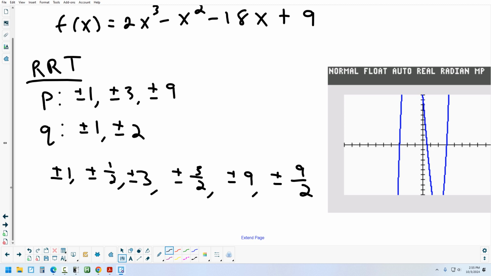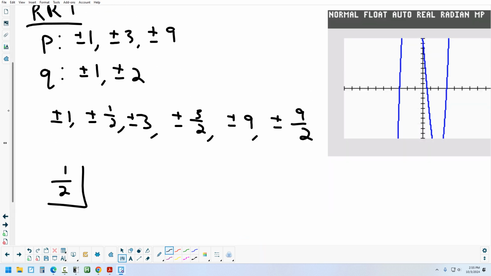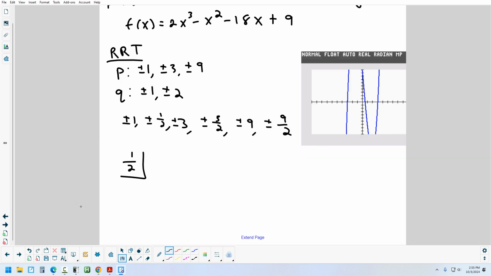All right, so we're going to divide through synthetically by 1/2. What would be the numbers on the outside, or the inside, when I do my synthetic division? Yeah. 2, negative 1, negative 18, 9. Okay, so bring down the 2. What's half of 2? Yeah. 1. Add those up.